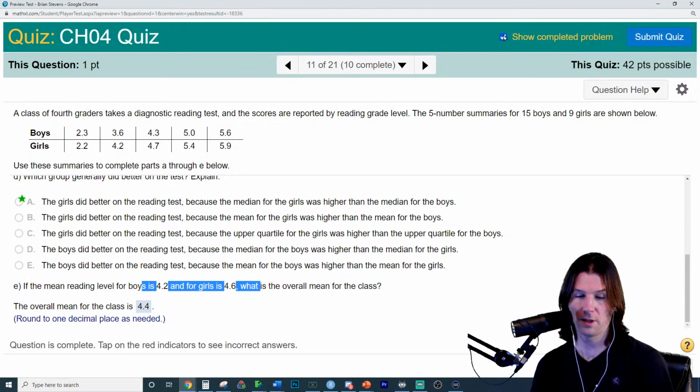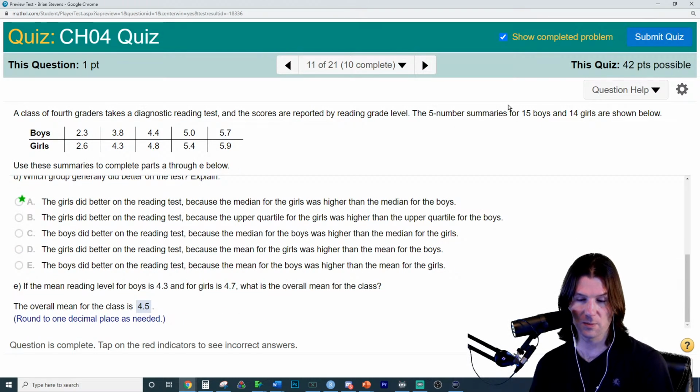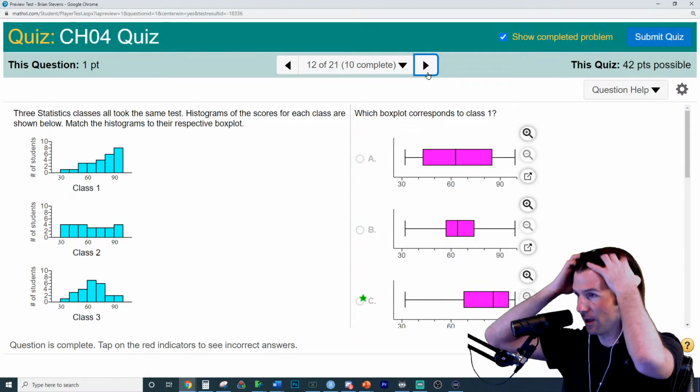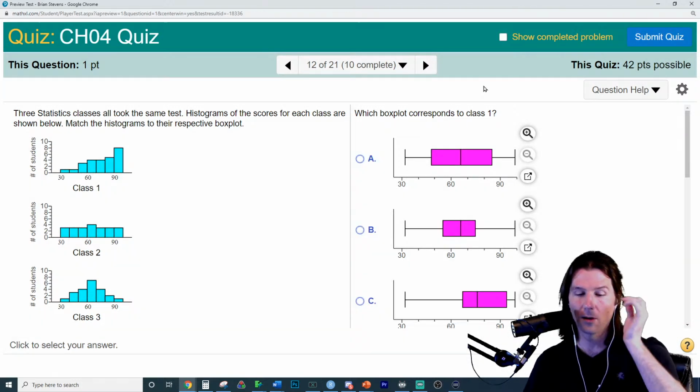Yep. So in this another version of the problem right here, you would times this by 15, and you would times this by 14, and then you would divide by 29 total. So make sure, it's pretty tricky. Oh no, we're looking at the completed version. This one's fun. Okay.